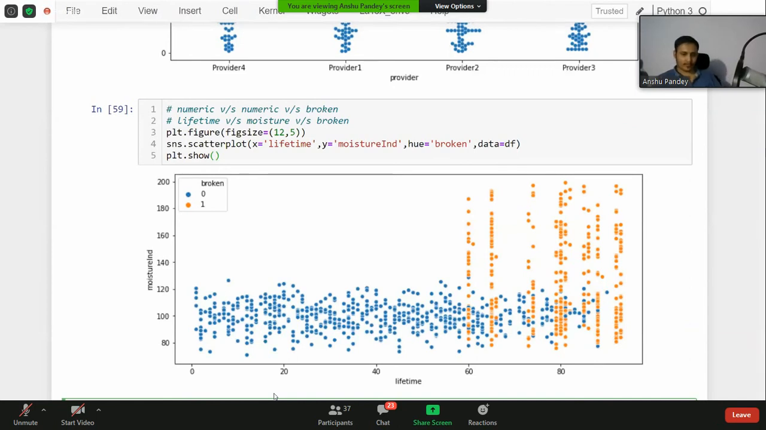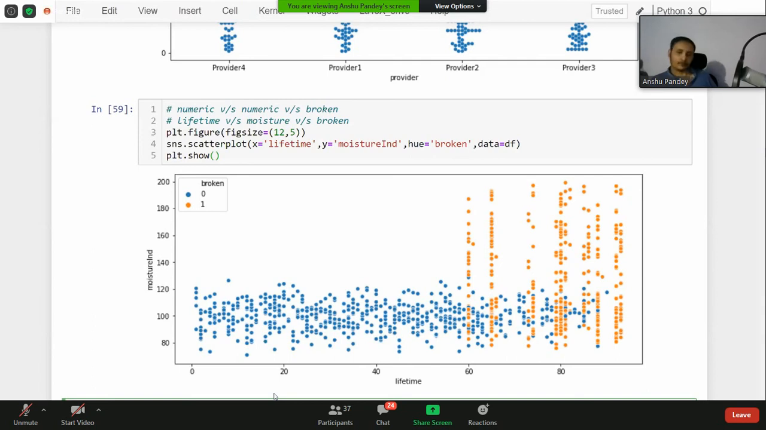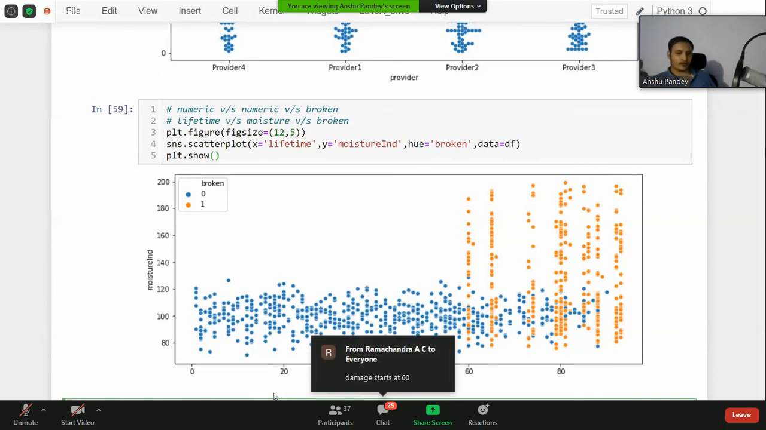So what do you think? What kind of patterns are present? Do we have any combined pattern of lifetime versus moisture in this data? Do we have any combined directional impact from both of them? As you can see, machines operated more than 60 months, irrespective of the value of moisture, are getting damaged. So damage starts at 60 months. Machines operated for more than 60 months, irrespective of the moisture generated, are getting damaged.